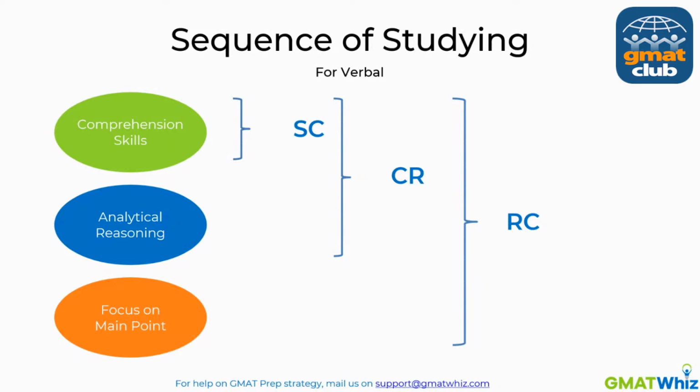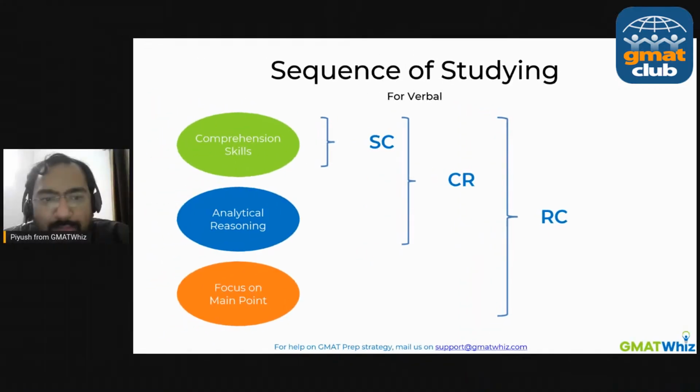Okay, I have some comments coming in. Sunny and Sanjay say SC, CR, RC in that order. Focus on the main point first is what KK says. Why, KK? Why do you think focusing on the main point makes more sense? RC, then CR, then SC is the approach KK is saying. Pihu says SC, then CR, then RC. Okay, what about others, guys?